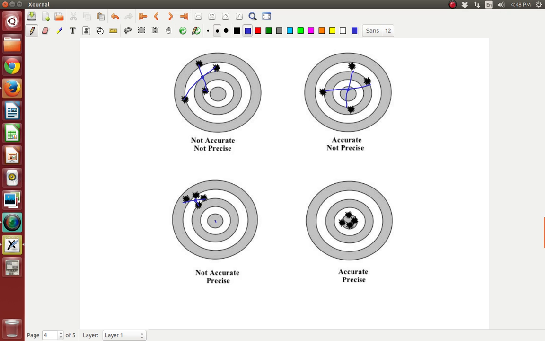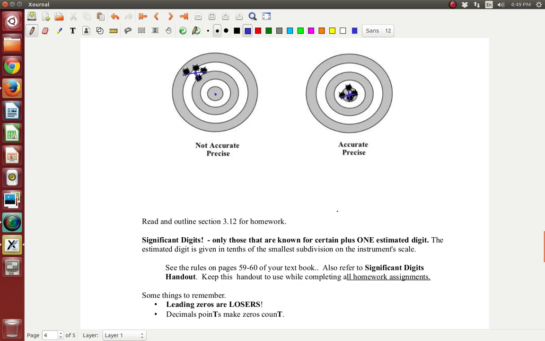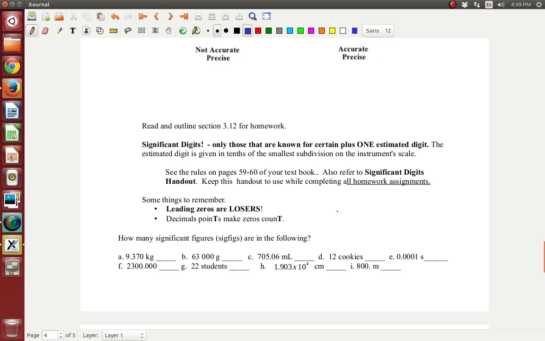Here, we average, we draw the lines, and it's definitely not accurate. It's far away from the bullseye down here. But it is very precise. I keep making the same mistake, and I keep hitting the same spot. This one is accurate and precise because you connect the dots. It's right in the middle of the bullseye, plus they're all really close together. So that's the difference between accuracy and precision. Now we're going to start sig figs our next school day, so I hope this will help you.